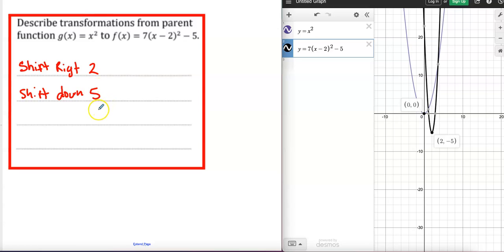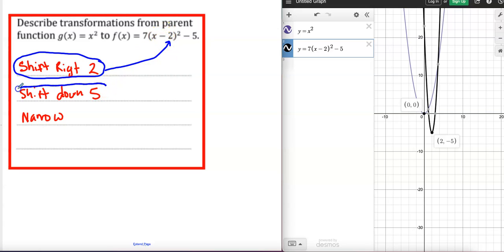Five. And what else occurred? It got narrow. Okay, it also got a little narrow. All right, now what I'm going to do is I'm going to draw something over here to kind of connect this to the equation. So what caused it? Where in the equation do you see where it shifted, caused it to shift right? That's right, that 2 inside there caused it to shift right.